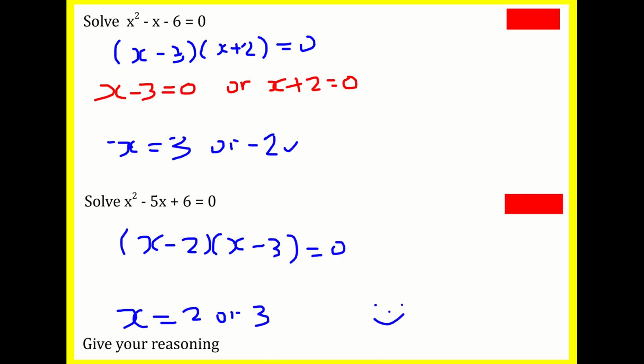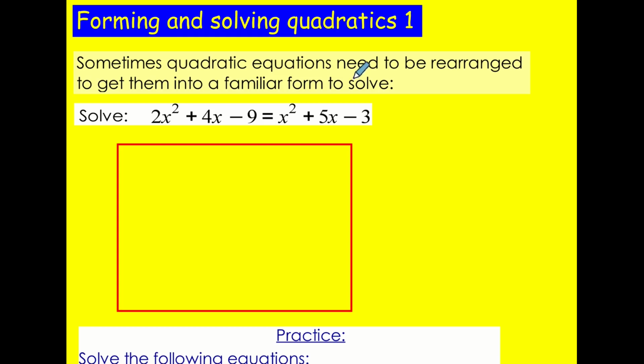Because today we are moving on to forming and solving quadratics. It's the first lesson on it. And sometimes quadratic equations need to be rearranged to get them into a familiar form to solve. So here I've actually got a much more complicated expression than the ones I gave you. We've got 2x squared, we've got x squared. How can we solve this?